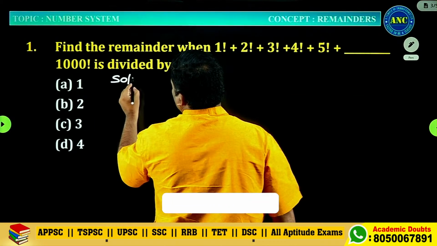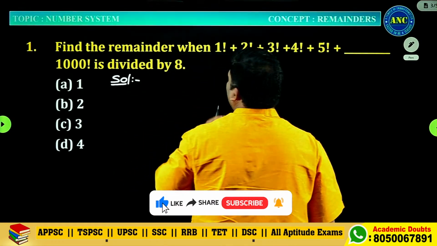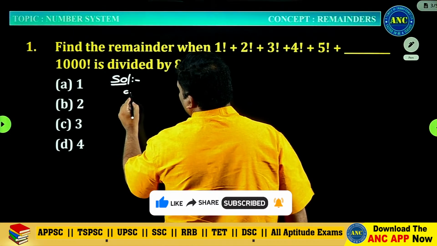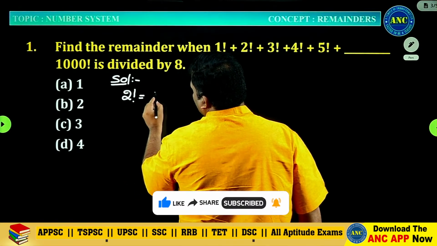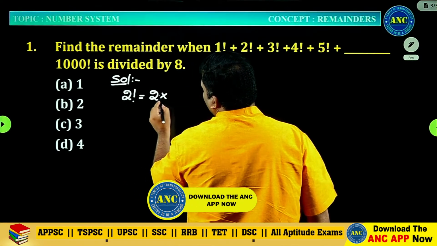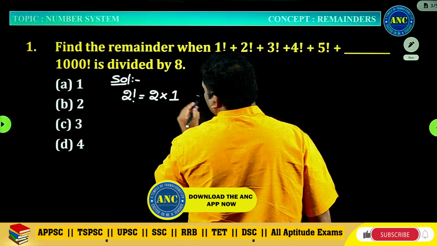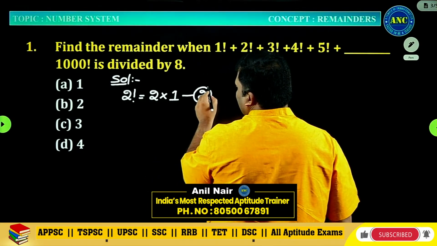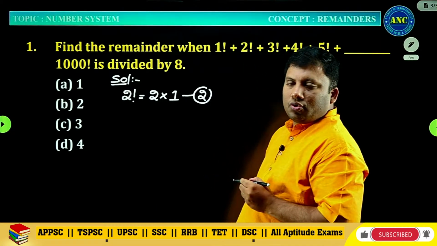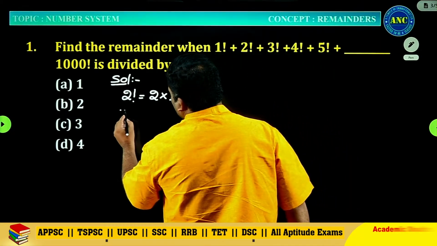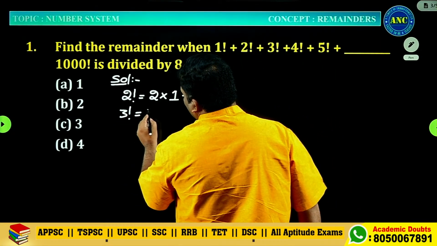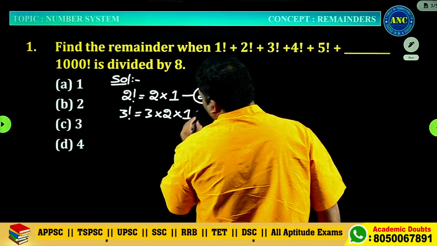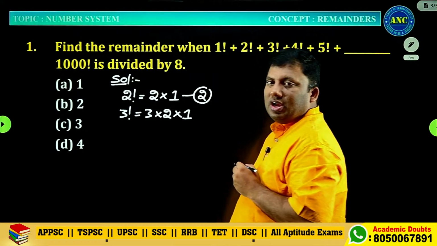Solution. First of all, this question is of factorial format. We should know the definition of factorial. 2 factorial means start from 2 and go back towards all the natural numbers till 1. The number before 2 is 1. 2 ones are 2, 2 into 1 is 2. If it is 3 factorial, start from 3, go back, and do the product of all natural numbers till 1.